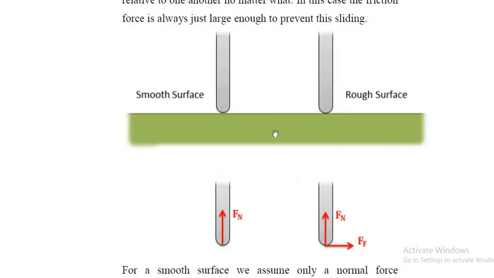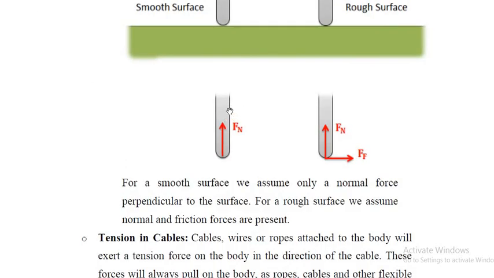So for example, in this figure, if you see this smooth surface, there will be only one normal reaction. That means it can slide in this direction. In the rough surface, if you see, it has the normal and this friction force also acting. So that means this body will be restrained. For the smooth surfaces, we generally consider only the normal force perpendicular to the surface, but for a rough surface, we assume normal and friction force both are present.